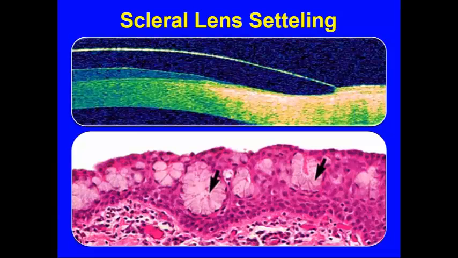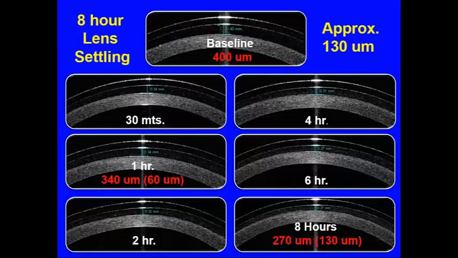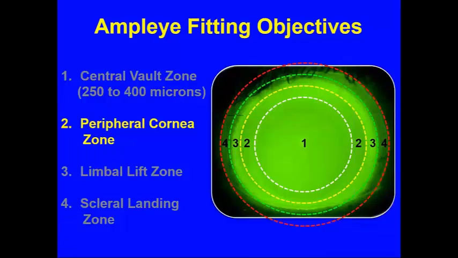the 250 to 400 microns, understanding that that lens is going to settle into the bulbar conjunctiva. Now, we have followed many patients over an 8-hour period to see when and how that settling takes place. And as you can see in this example, we see 130 microns of settling that takes place over an 8-hour period. Our studies indicate that on average, it's 127 microns of lens settling that takes place over an 8-hour period.